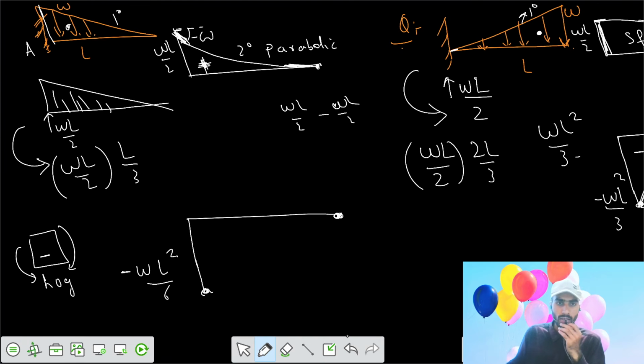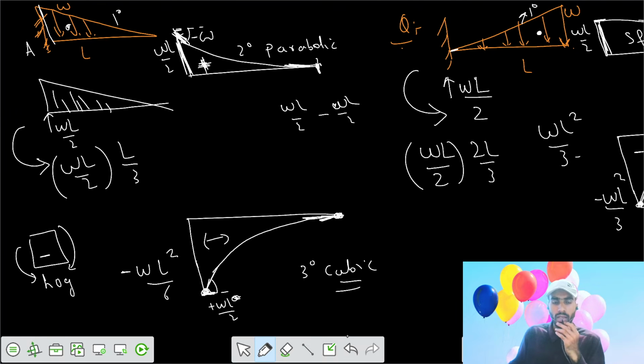So this BMD would be a 3 degree cubic variation, I would say. The slope here has to equal the shear force at that point. The shear force at that point is WL by 2. So the slope of the bending moment diagram would be a positive WL by 2, and the slope here is 0 because the shear force here is 0. Then you join the two by a 3 degree curve, and this is your BMD.